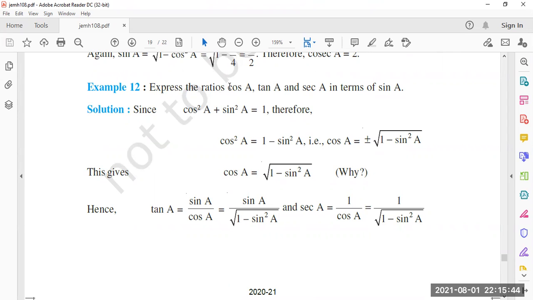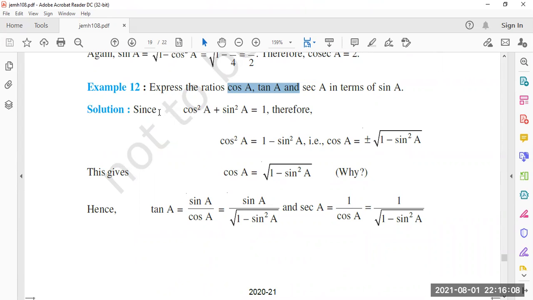Here what is asked? Express these ratios. That means when you express cos a is equal to, after the equal symbol, everything that is there should be in terms of sin a only. That means a sin a term should be there.